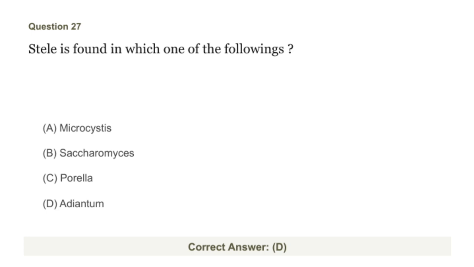Different plants have different types of steles, which are important for understanding their classification and evolutionary relationships. In this case, adiantum, which is a type of fern, has a specific type of stele. Recognizing the stele type helps us understand how vascular tissues are organized in different plant groups. It's a key concept that links plant structure to function and evolution. So, by knowing which plants have which types of steles, we can better appreciate the diversity and complexity of plant vascular systems. And that's why, in this question, the correct answer is D, adiantum.